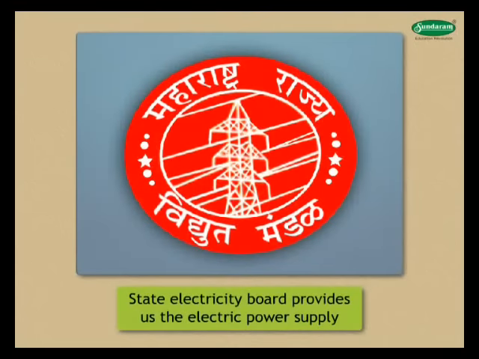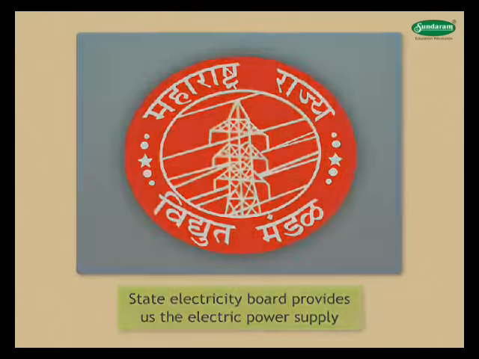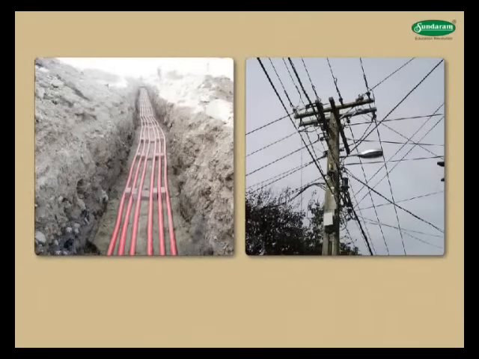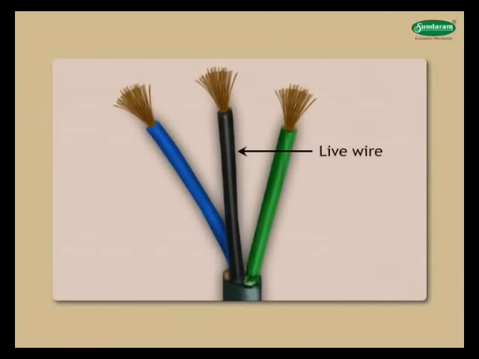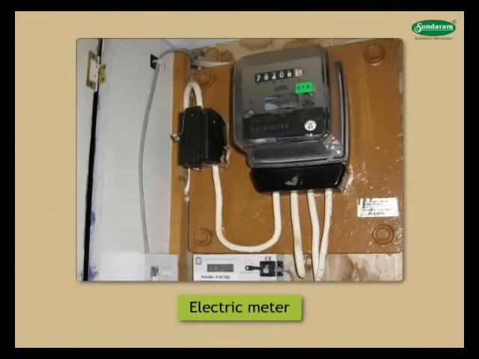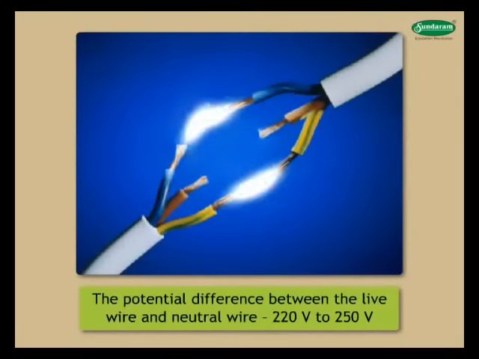The State Electricity Board provides us with the electric power supply for houses and factories. This is supplied through underground cables or overhead wires on poles. These wires or cables are of three types: phase wire or live wire, neutral wire, and earth wire. These wires coming from power substations are connected to an electric meter installed in a house or a factory. The potential difference between the live wire and neutral wire is between 220 volt to 250 volt.